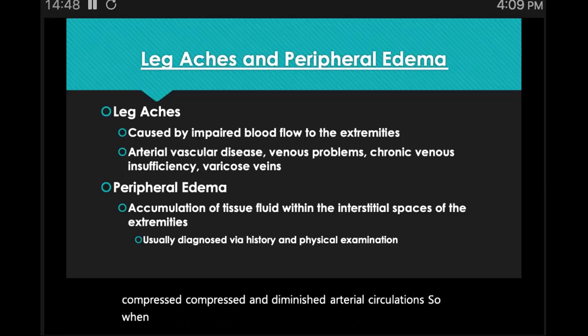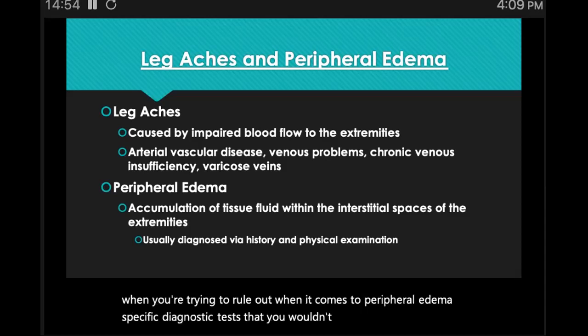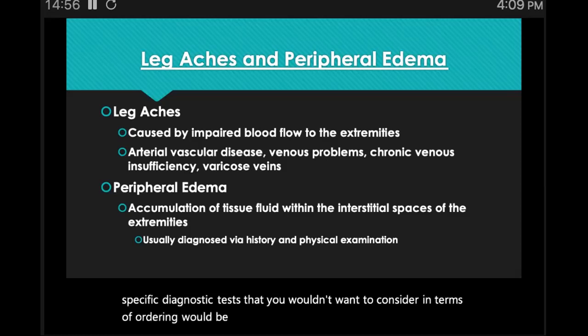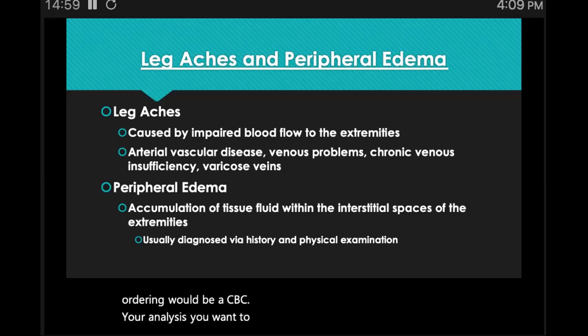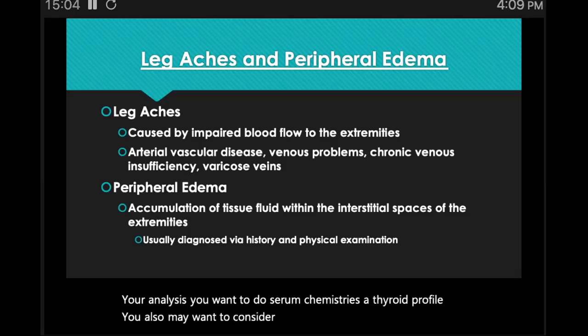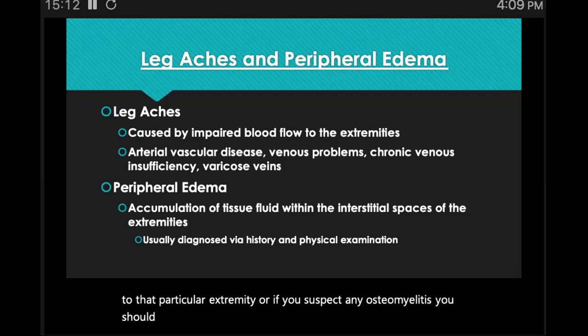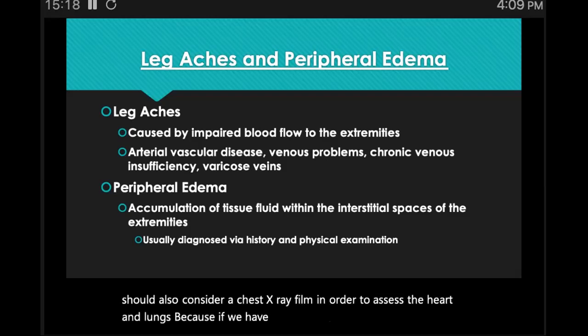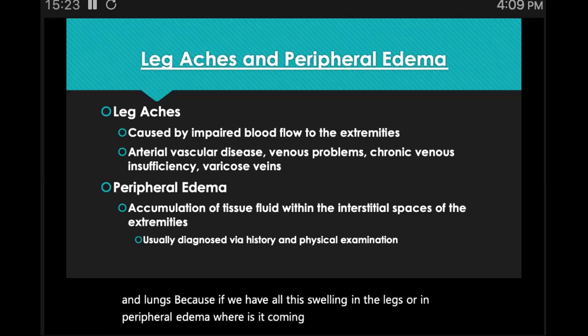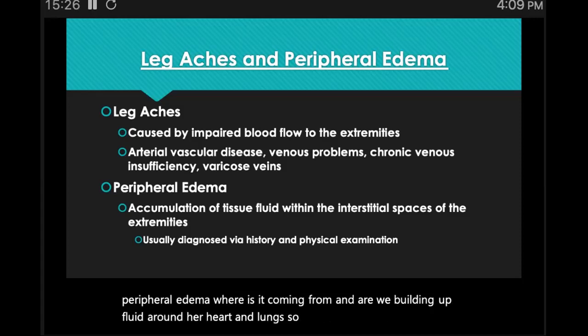So when you're trying to rule out causes of peripheral edema, specific diagnostic tests you would want to consider ordering would be a CBC and a urinalysis. You want to do serum chemistries and a thyroid profile. You also may want to consider an X-ray if there's been any trauma to that particular extremity, or if you suspect any osteomyelitis. You should also consider a chest X-ray film in order to assess the heart and lungs, because if we have all this swelling in the legs, where is it coming from? And are we building up fluid around our heart and lungs? So we definitely want to rule that out.